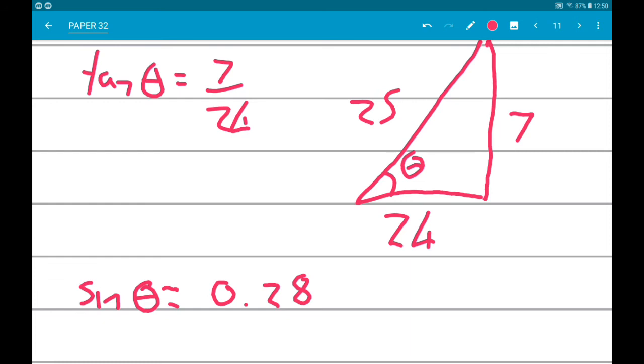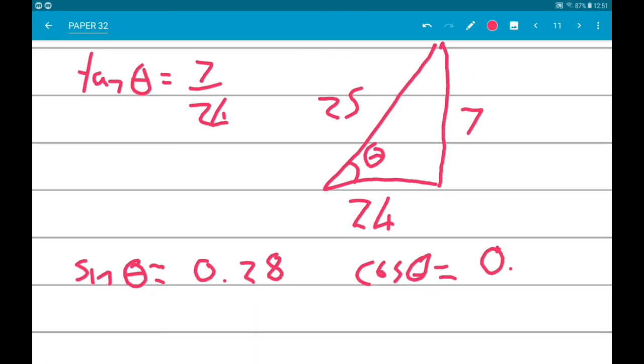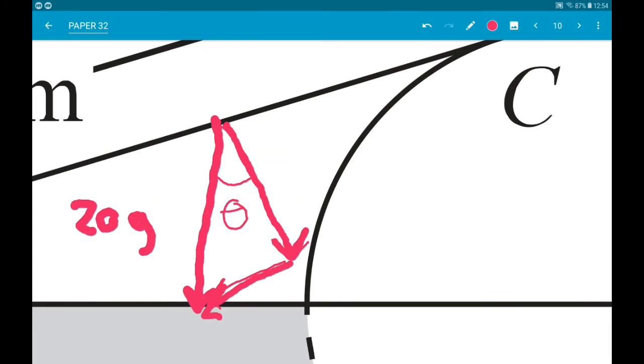And cos theta is 24/25, which is 0.96. Alright, so that then gives us our perpendicular component as 20g times cos theta, so that's 19.2g, and then our parallel component is 20g times sine theta, and that's 5.6g.